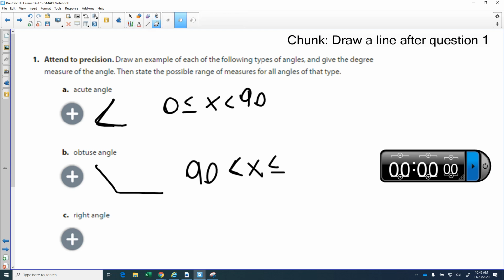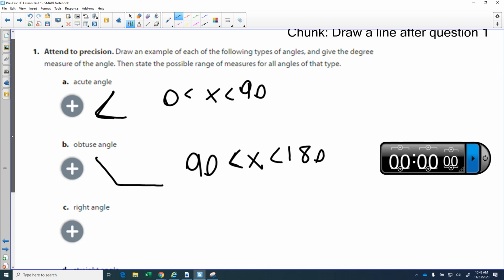Up to 180. And to be all honest with you, I probably shouldn't even write this either. Technically, if there's a 0 angle there, then it's not going to be an acute angle. Okay? So acute and obtuse angles are listed there.